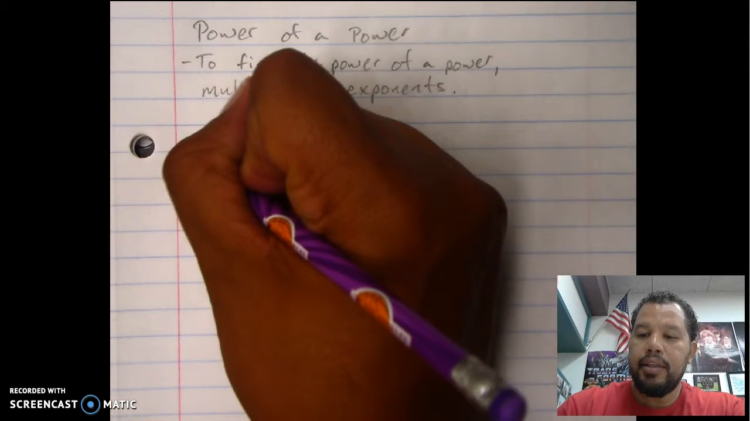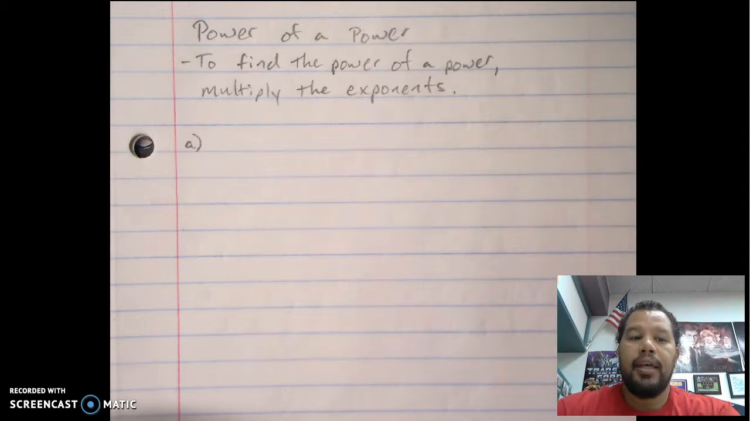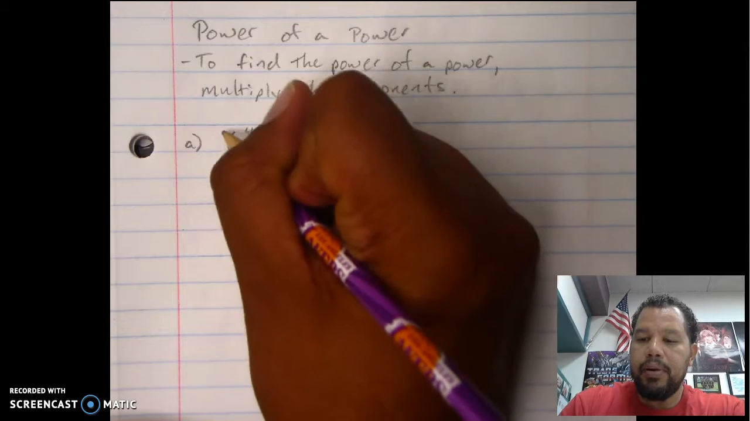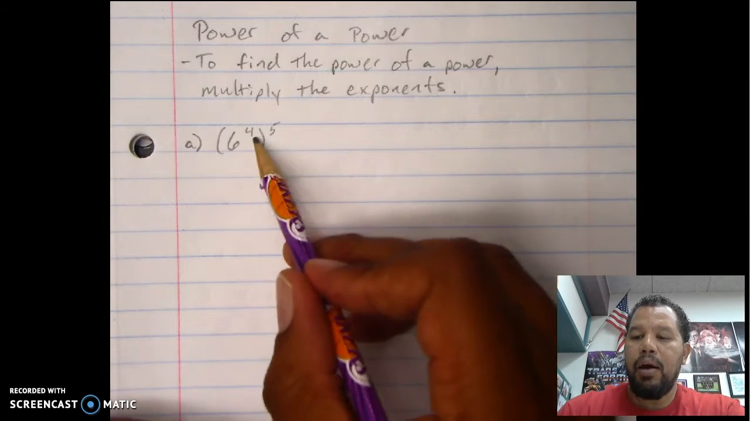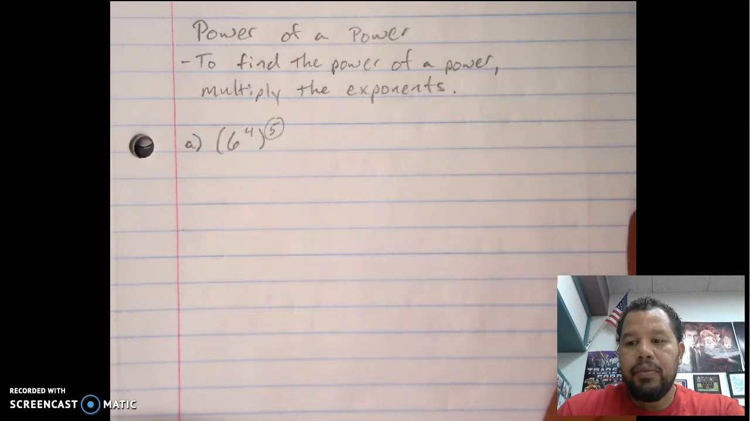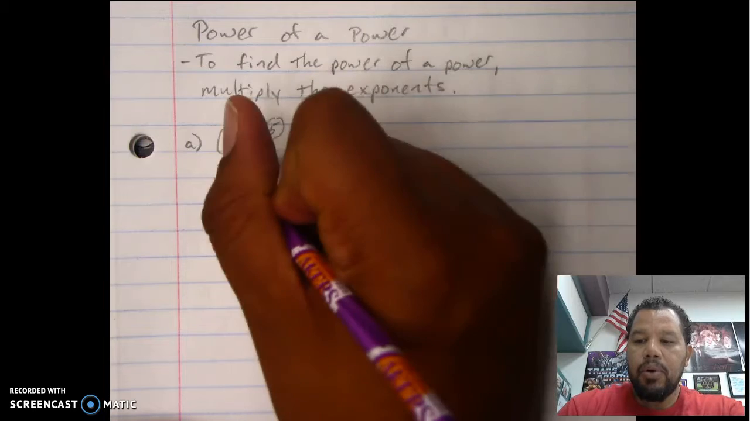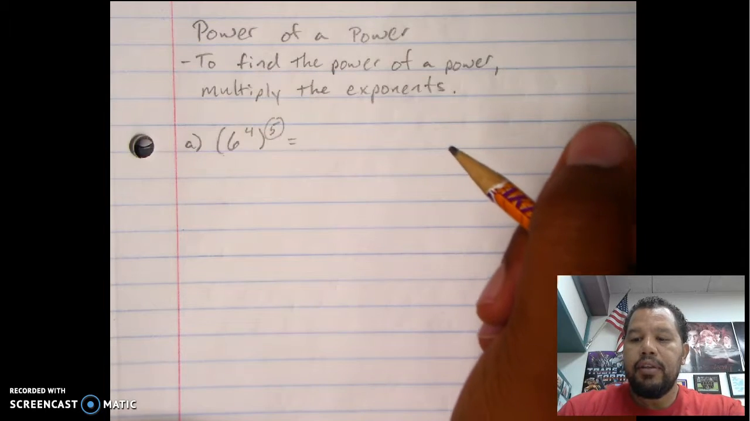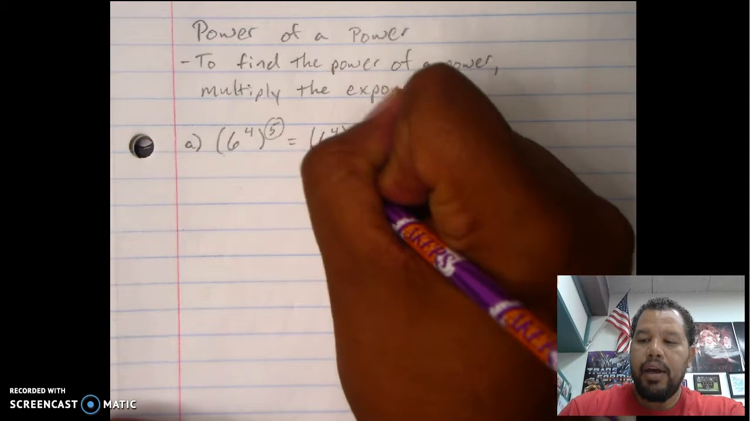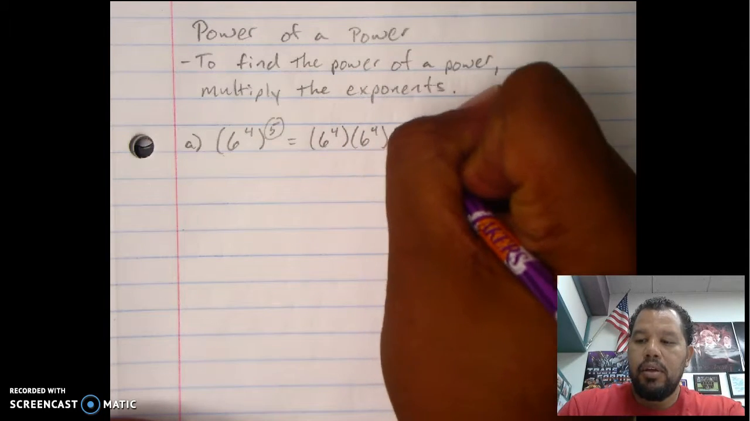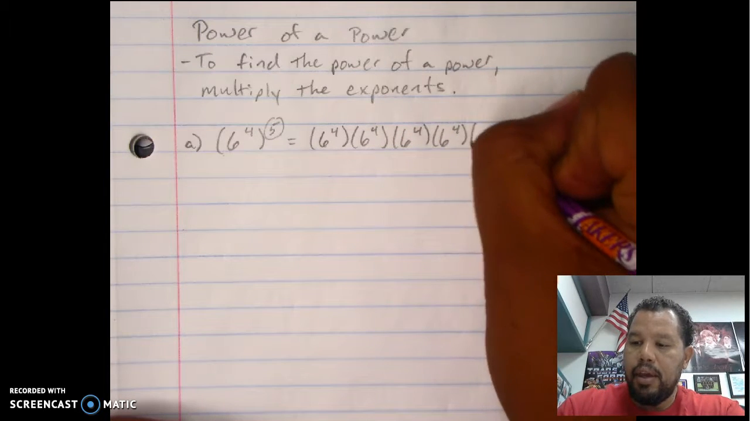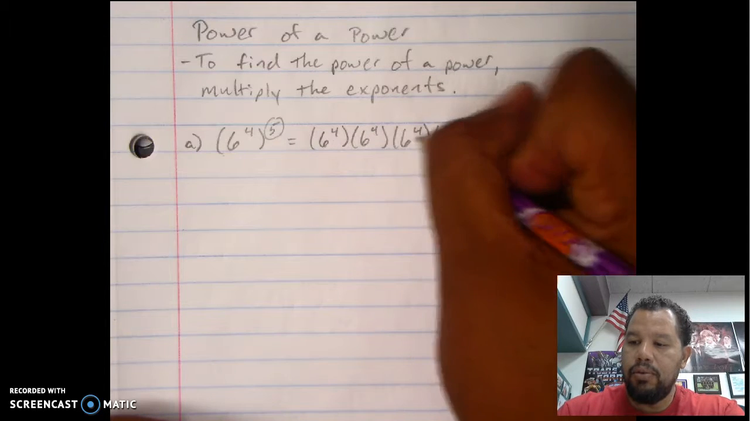So let's look at an example of what that means. 6 to the fourth power raised to the fifth power. So we have a power raised to a power. What we're going to do is look at that 5. And that means that we're going to have 5 of what's in parentheses. So we're going to have 6 to the fourth 5 times. 6 to the fourth times 6 to the fourth times 6 to the fourth times 6 to the fourth. So 1, 2, 3, 4, 5.